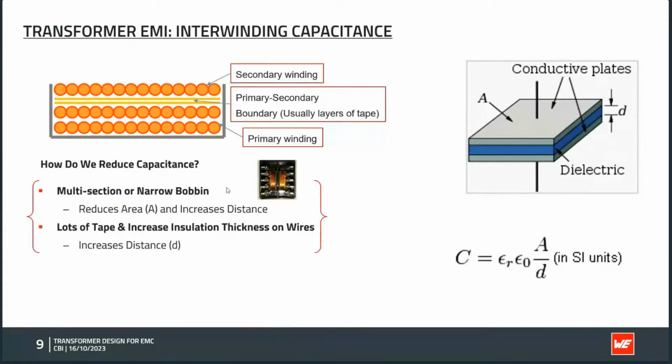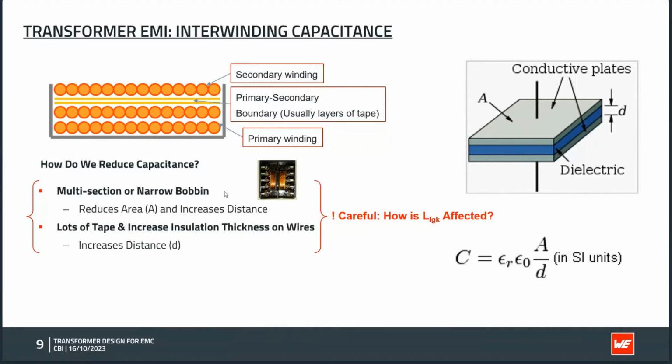There is one problem. Both of these measures, both of these changes will directly affect the leakage inductance. If you think about it, it is very clear. Both the capacitance and the leakage inductance define how well primary and secondary couple to each other. So for the leakage inductance, we try to achieve good coupling. We try to get these windings as close to each other as possible.